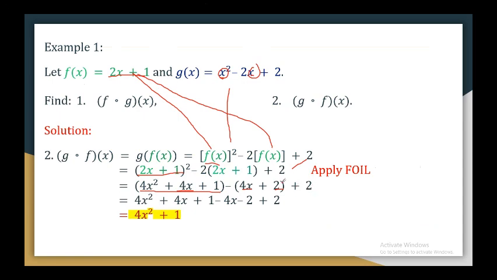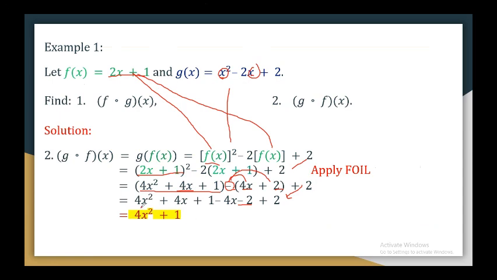Now let's remove the parentheses. We have 4x squared plus 4x plus 1. Since this is minus or negative, what will happen? The signs will be changed. So that is negative 4x, a negative times positive 4x gives negative 4x. The negative of positive 2, we have negative 2. And then do not forget the positive 2 in the last term.